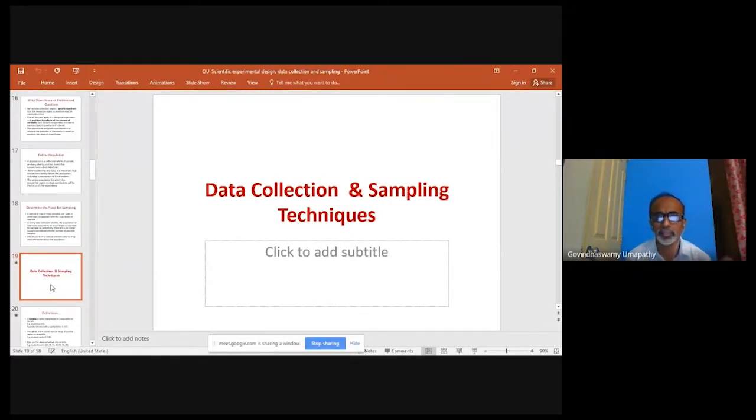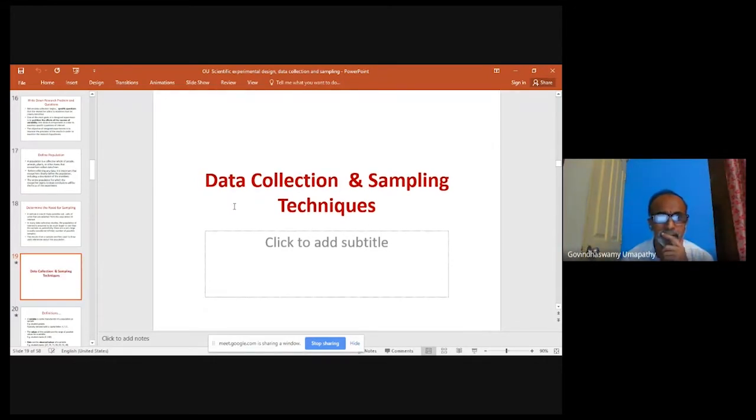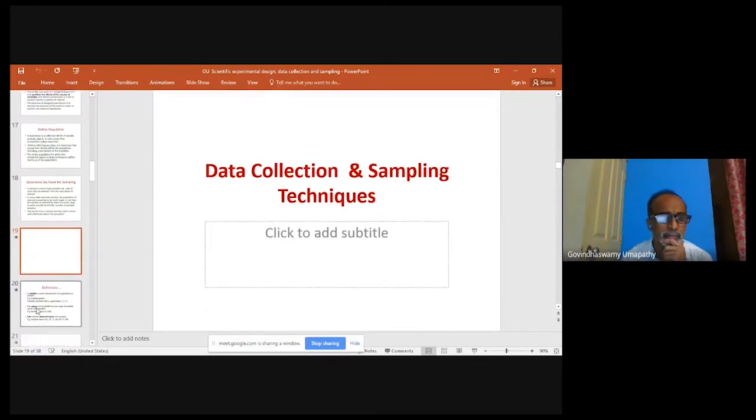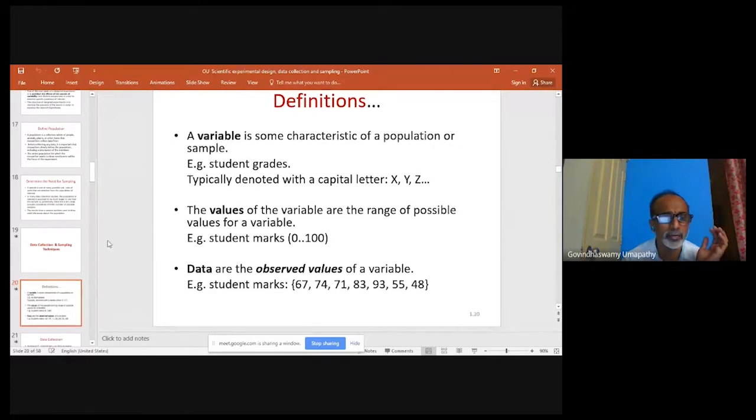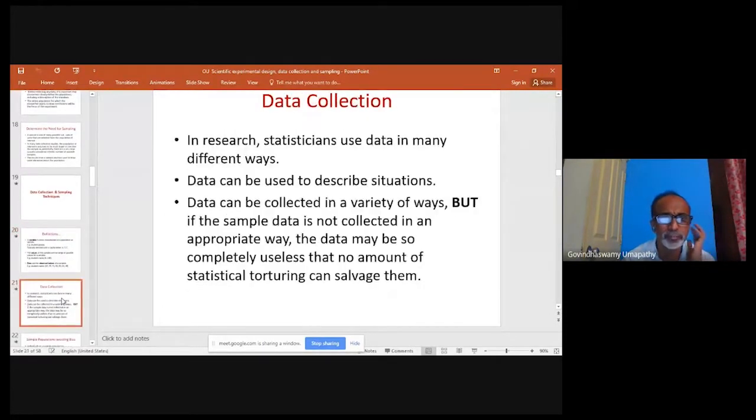How do you collect data? Sampling techniques. Once the plan is ready, the next step is the collection of data and sampling. Before collecting samples, we need to understand variables and values, though I don't want to go into detail. We need to have all the information on how many variables we are going to collect from a particular population or sample. This needs to be kept in mind when you plan.